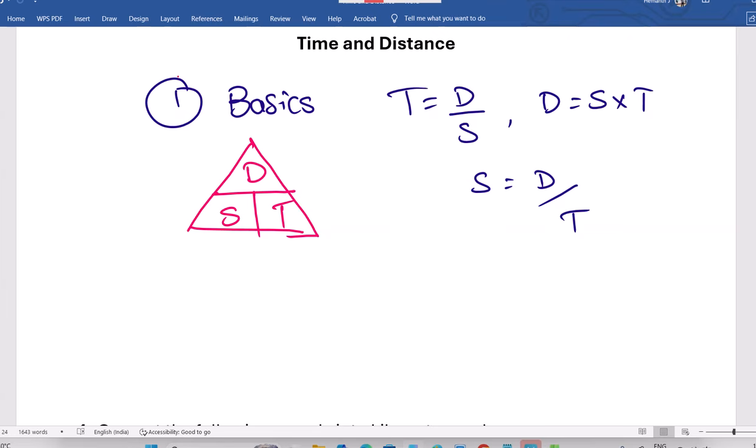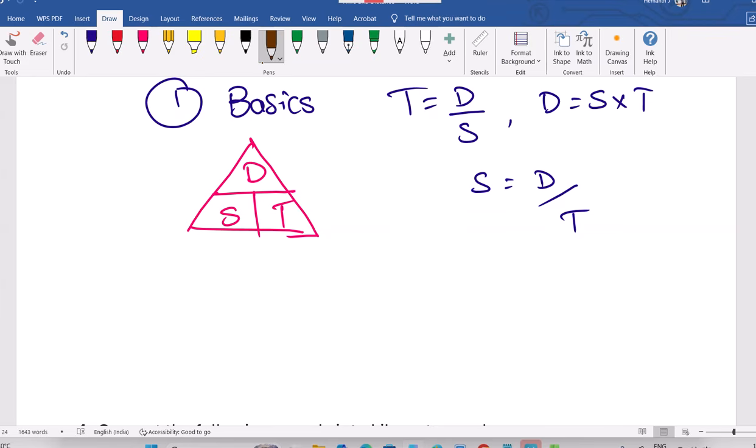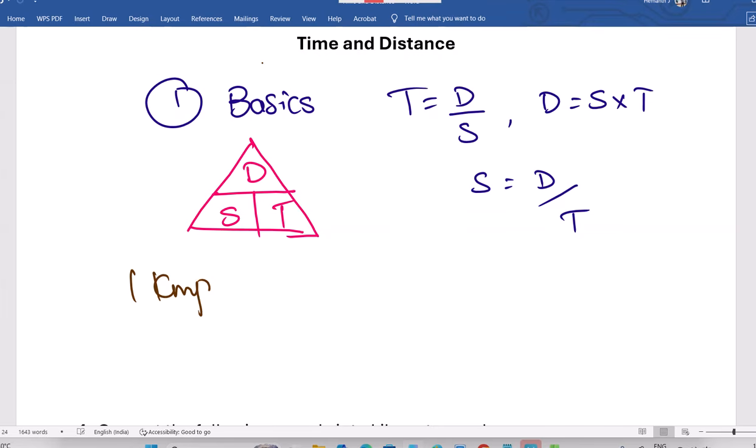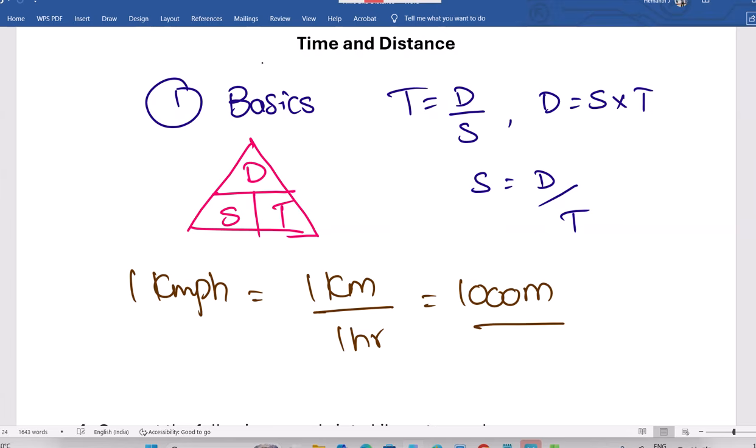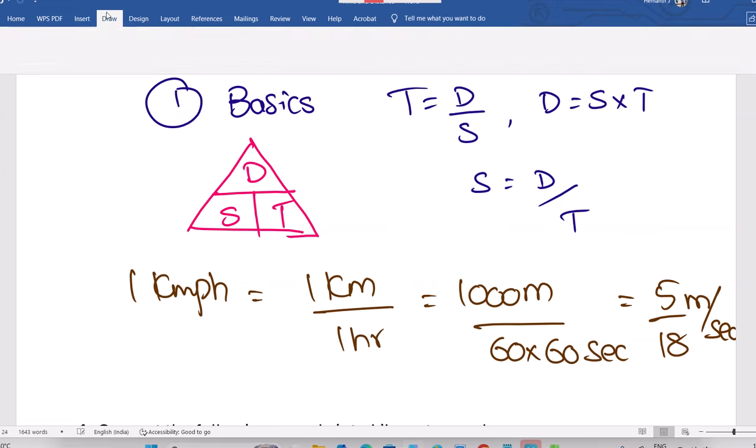Another basic is converting kilometer per hour to meter per second. We know 1 kilometer per hour is nothing but 1 kilometer per 1 hour. 1 kilometer is 1000 meters, 1 hour is 60 minutes, and each minute is 60 seconds. Now if you do the cancellation, we get 5 by 18.